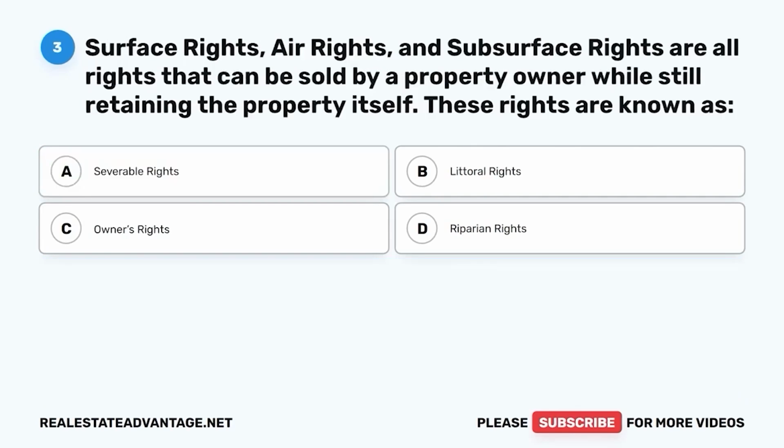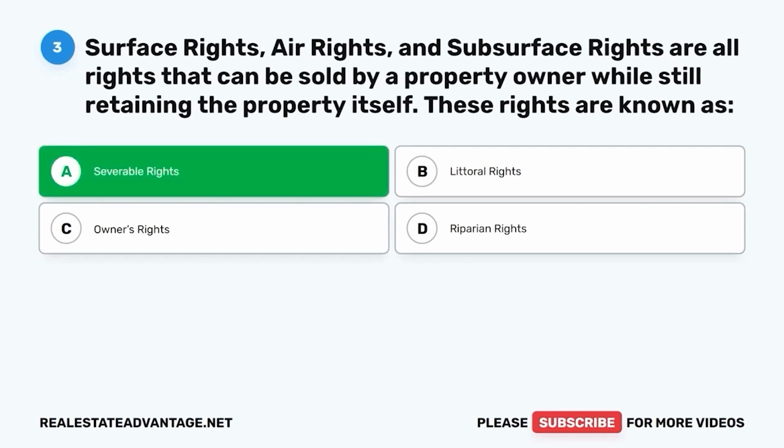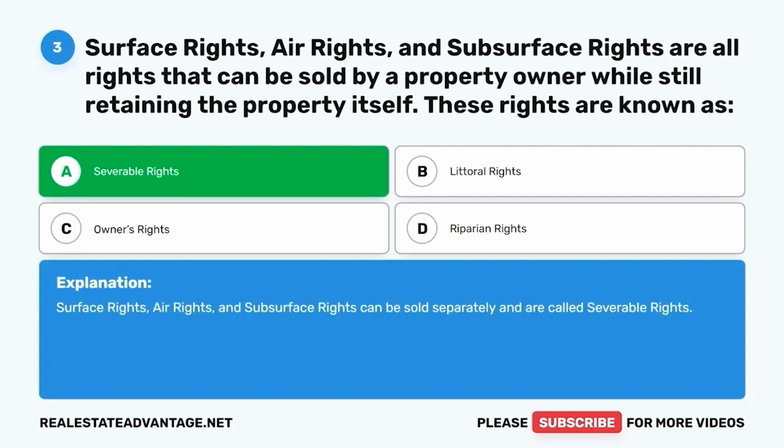the agreement. Question 3. Surface rights, air rights, and subsurface rights are all rights that can be sold by a property owner while still retaining the property itself. These rights are known as A. Severable rights, B. Literal rights, C. Owner's rights, D. Riparian rights. The correct answer is A. Severable rights. Surface rights, air rights, and subsurface rights can be sold separately and are called severable rights.